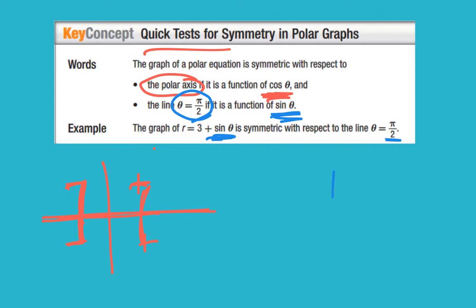And then sine goes positive, positive, negative, negative. So it's symmetrical this way. And it's not the same as a polar graph, but it helps remember which one's which. So cosine is symmetrical with respect to the polar axis, and sine is symmetrical with respect to pi over 2.